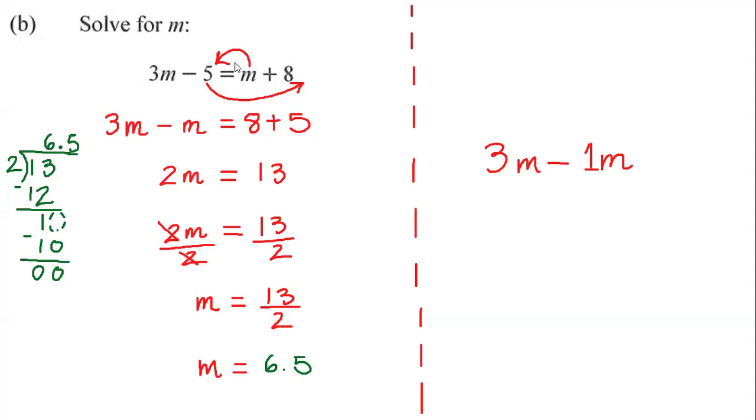Okay. So what we have to do is we're going to take m, right, Liliana? And we send it over the equal sign. Now, because it was positive m, when we send it over, it becomes a what?